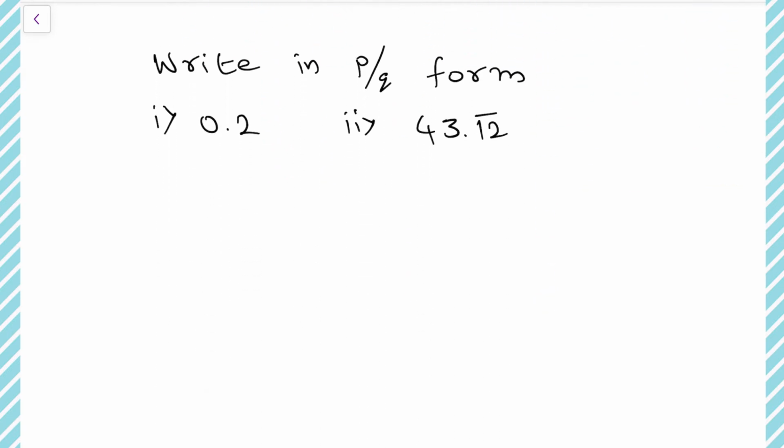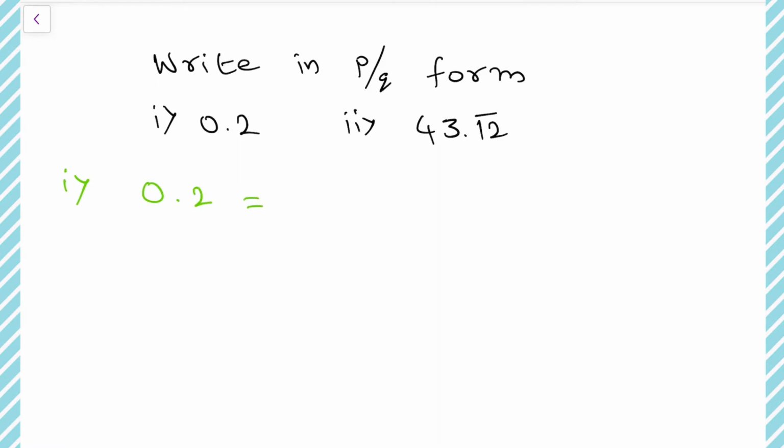Next question. Write in p by q form. So they will give decimals and we need to write them in the p by q form. Two types of questions will be asked actually. One is terminating and one is non-terminating repeating. So both will have completely different methods. So let us discuss those separately. Okay, first one, where the given question is a terminating decimal.